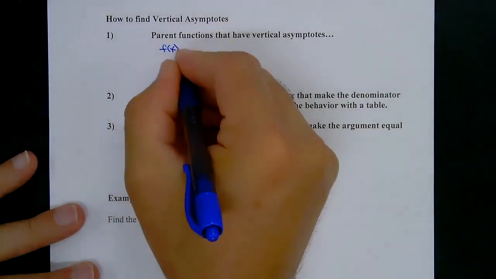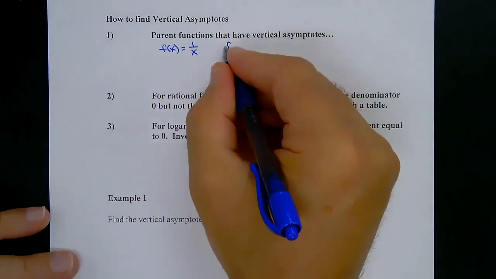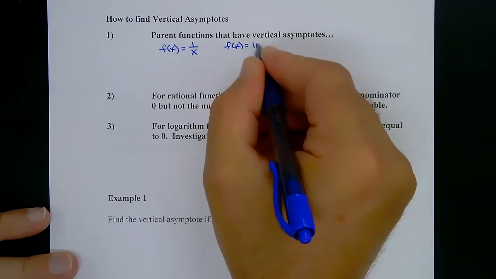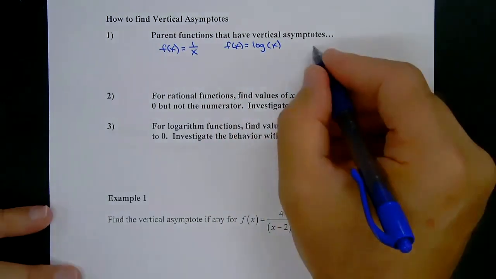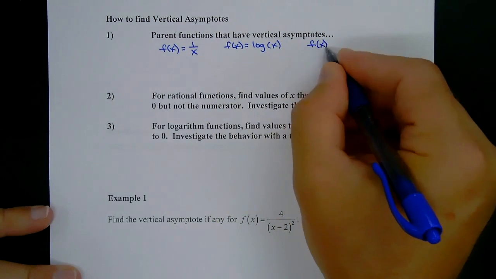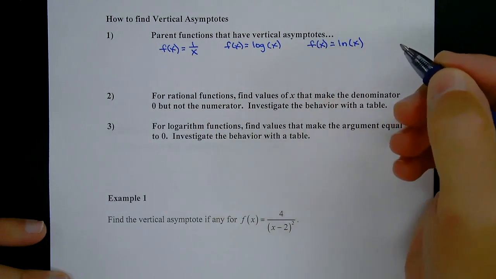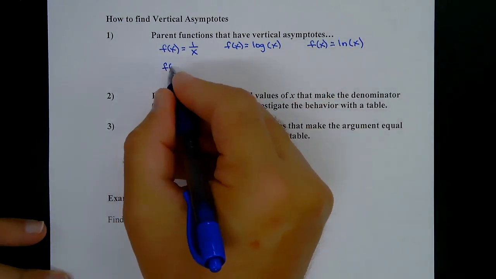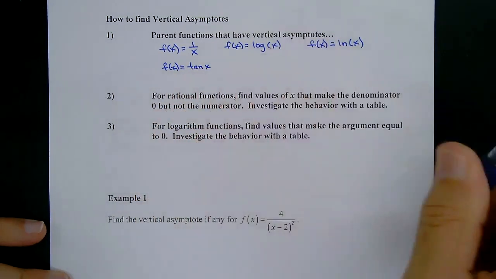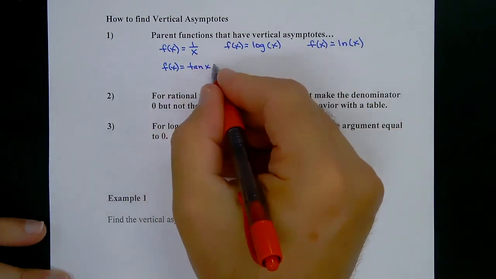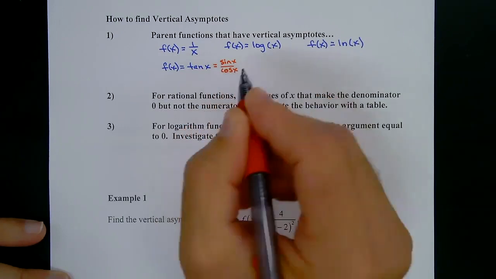So f of x is equal to 1 over x. That's one we just did. f of x is equal to log of x. All logarithms will have a vertical asymptote, and we also have to pay attention to the domains of these. So f of x is equal to the natural log of x. Trig functions we've got to watch out for. f of x is equal to tan of x. Why tan x? Because tan x could be written as sine of x over cosine of x. You're going to see that a lot.